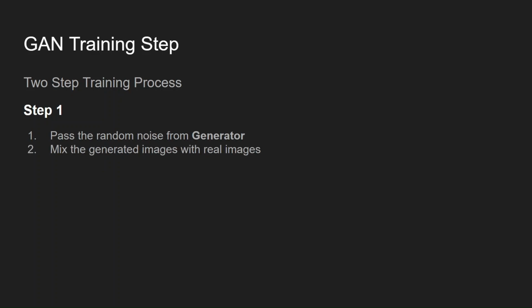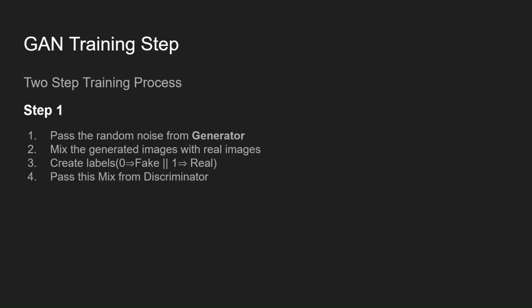In step number one, first of all, we are going to pass the random noise to the generator, and this is going to generate some fake images. So we are going to mix those generated fake images with real images, and then we are going to generate labels for that dataset. For all the fake images, we are going to assign 0 as the label, and for all real images, we are going to assign 1 as the label.